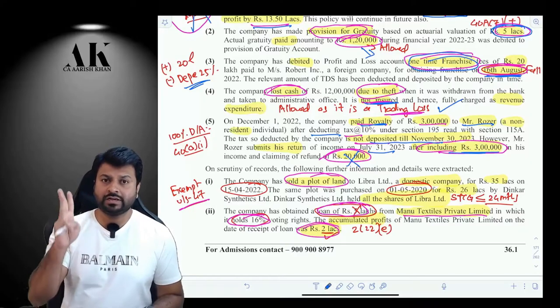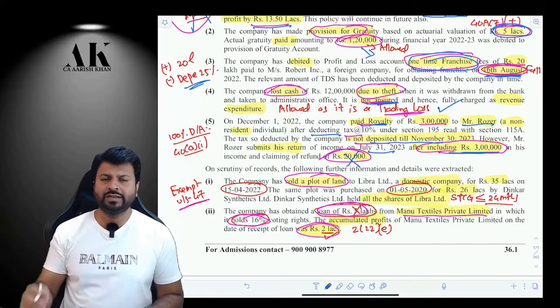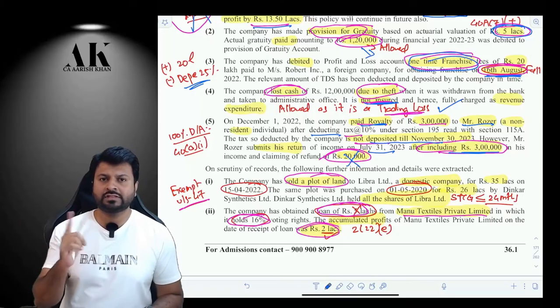Yes, he has included. But apart from that, he also has to pay the tax. Now, he is claiming a refund. He is not paying tax. Therefore, in that case, I will not get the deduction. This is the first reason because of which I will not get the deduction.